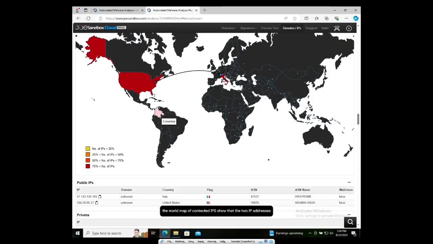The world map of contacted IPs shows that the 2 IP addresses which were reached out to were located in the United States of America and in Italy. There were no malicious detections for these 2 IP addresses in the IOC report, which I'll show in a brief moment. The reason for this may be because the Microsoft servers that the PowerShell keylogger was reaching out to were located in these 2 countries.